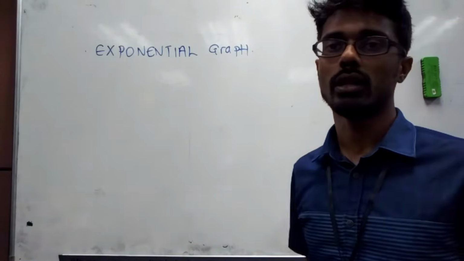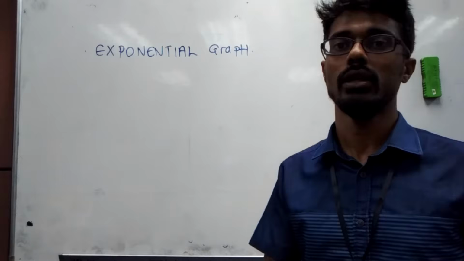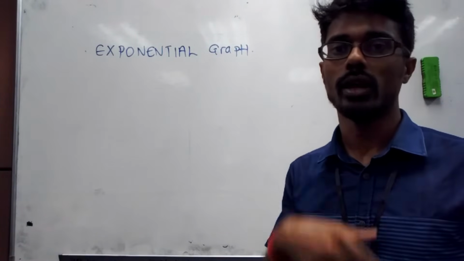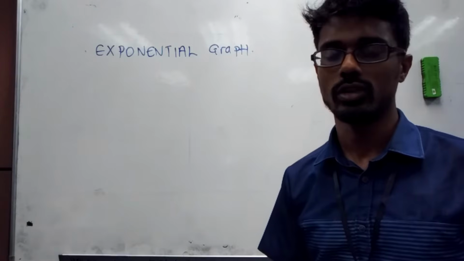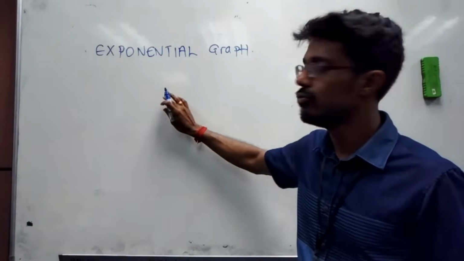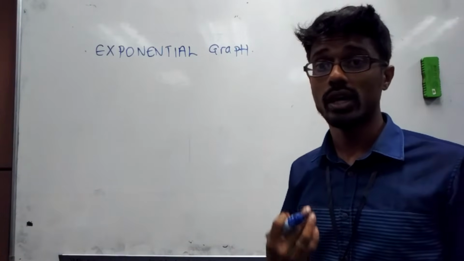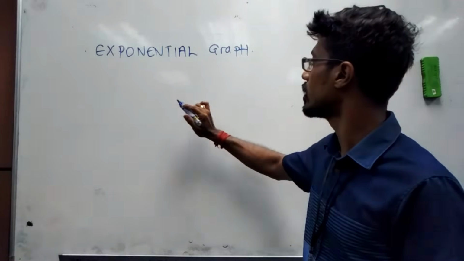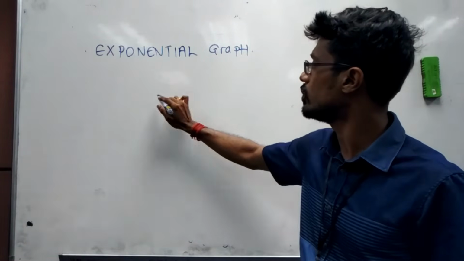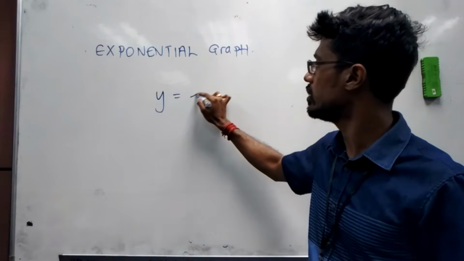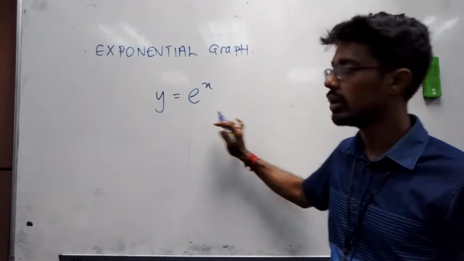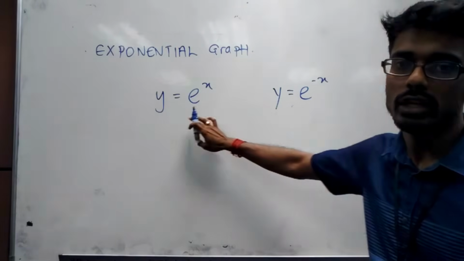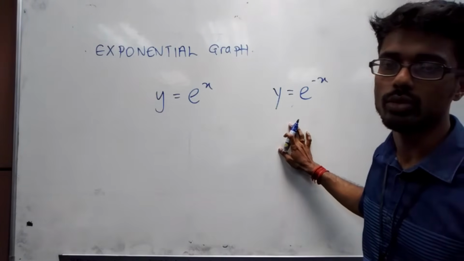Before we see in detail how to sketch the graph, let me remind you how the basic shape should look like and what are the tips and tricks that we can use in order to sketch the graph. First of all, every time before you sketch a graph, it is very important you know how the basic shape looks like. For exponential graphs, we have two basic shapes. One is y equals e^x, and the other one is y equals e to the power of negative x. It is very important that we know these two shapes.